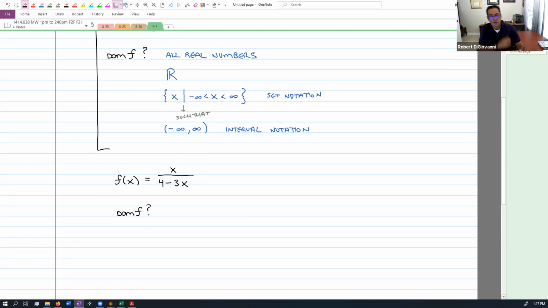And when I think about domain, I don't sit there and ask myself, oh, for what values of x is this function good? I always ask myself, for what values of x is this function bad? So when am I ever going to have a problem? So when I look at this, I say, all right, look, I've got a fraction, which means I have a denominator. And we know in our mathematical system, you can never divide by 0. You can't divide by 0.